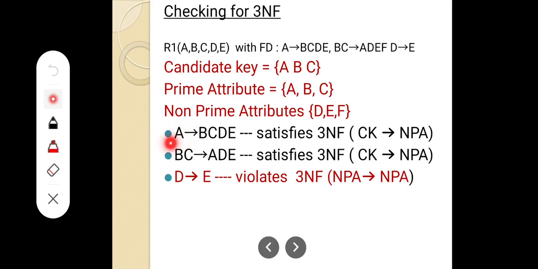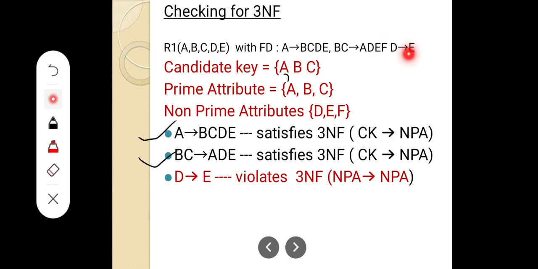Since LHS is a candidate key, we don't have to look at the RHS. Okay. So this satisfies 3NF. Clear? Again look here at BC. Since BC is a super key or a candidate key. So here the candidate keys are A and BC. Since the LHS is a super key or a candidate key, we don't have to go further. We don't have to look at the RHS. It satisfies 3NF.